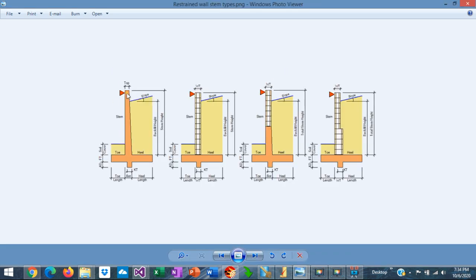The stem can be only concrete and can be tapered or just prismatic, the same dimension at the top and the bottom. Can be masonry, just block walls all the way up. Can be a combination of both, concrete at the bottom and masonry at the top. Or can be masonry only, but with two different sections, thicker at the bottom and narrower at the top.